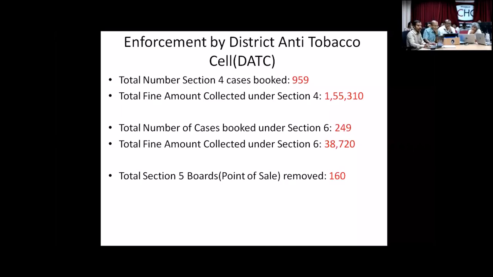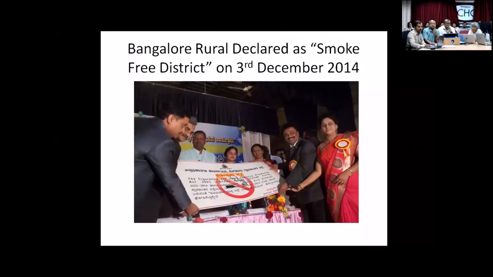Under Section 5, that is prohibition of advertisement of tobacco products, it is 160. These are the cases booked by the DATC team, that is the District Anti-Tobacco Cell team. But we have a big number of data from the police department. And in Karnataka, the police is doing a good job in the enforcement of COTPA, the tobacco control law.